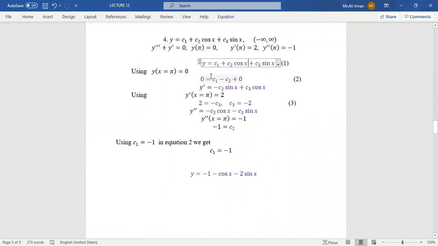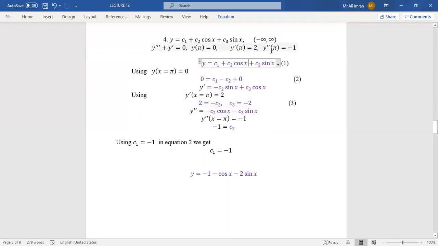Using the first condition in equation number 1, we will have 0 is equal to c1 minus c2 plus 0. This is labeled as equation number 2. As the second condition is on the first derivative, we will differentiate equation number 1 with respect to x, and we have y prime is equal to minus c2 sin of x plus c3 cos of x. Now using the condition y prime at x is equal to pi is equal to 2, we put x is equal to pi, and we have 2 is equal to minus c3, or c3 is equal to minus 2.